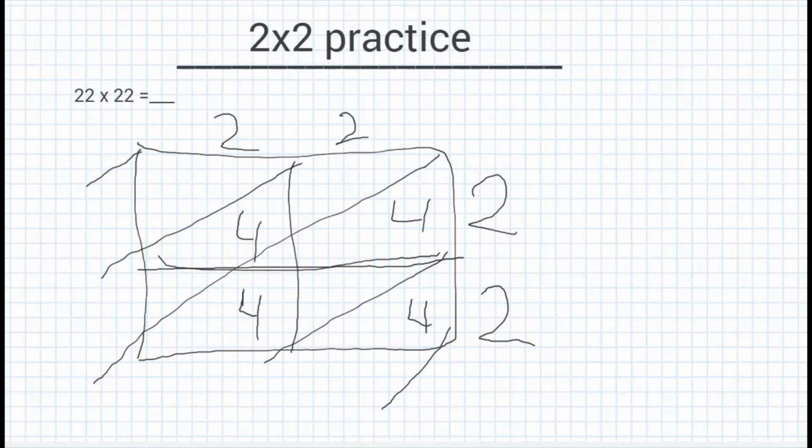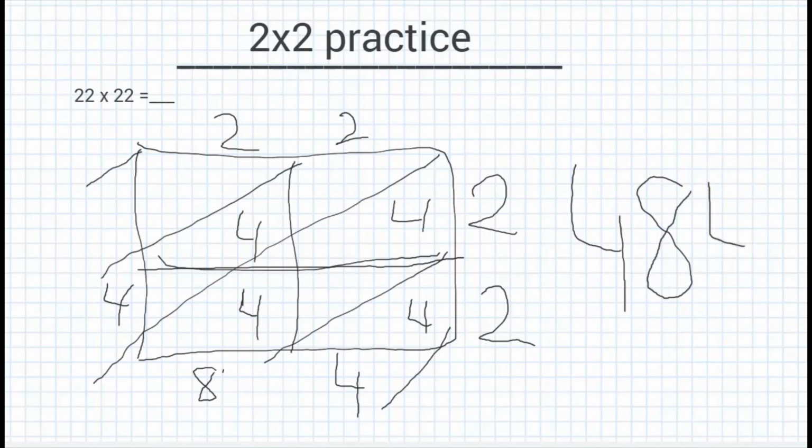Okay, so now you're just going to add them. So first you're going to add this. Okay, so 4 plus nothing is 4, and 4 plus 4 is 8, and again 4 plus nothing is 4. And there you have your answer. 484.